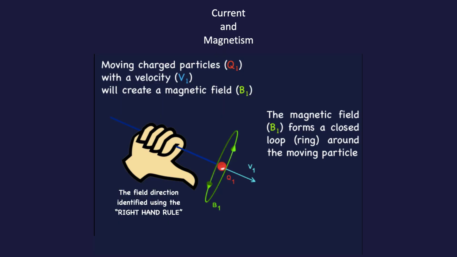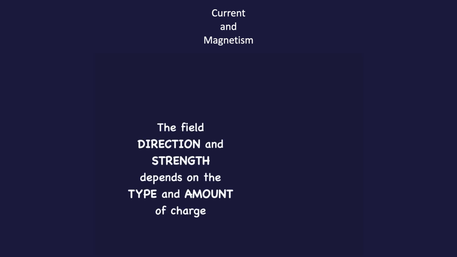Previously, we have learned that moving charged particles will create a magnetic field that forms a closed loop or ring around the moving particles, and the field direction is identified using the right-hand rule. The field direction and strength depends on the type and the amount of charge.